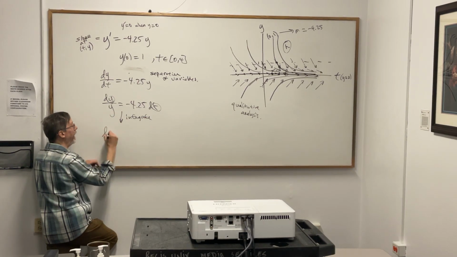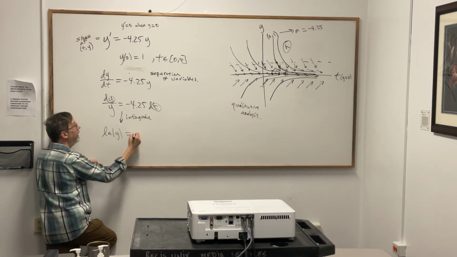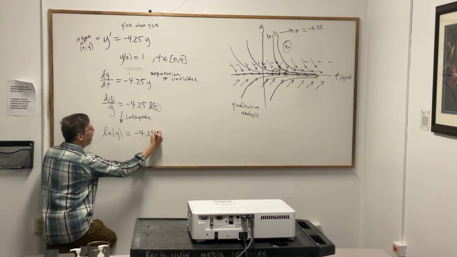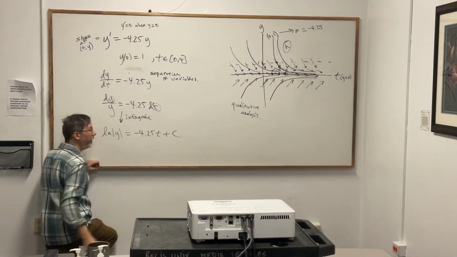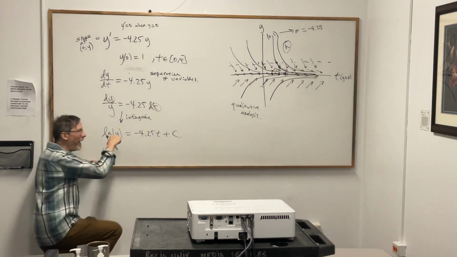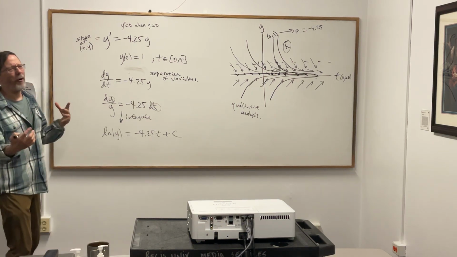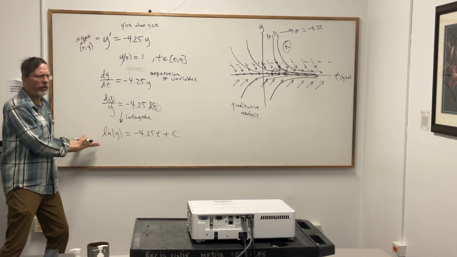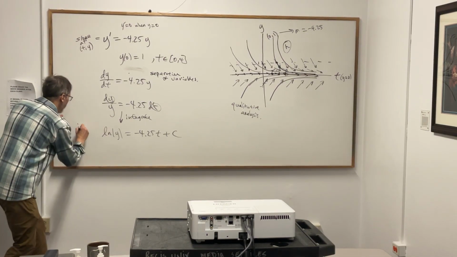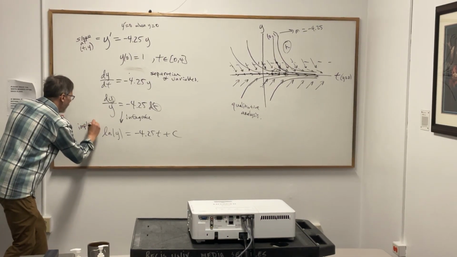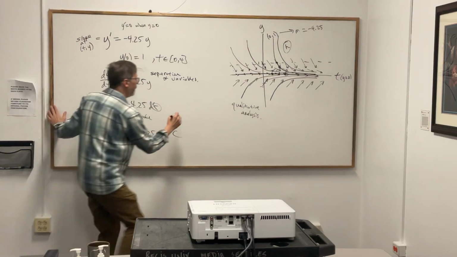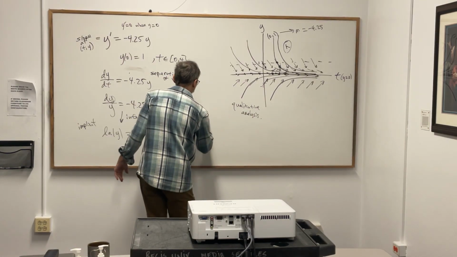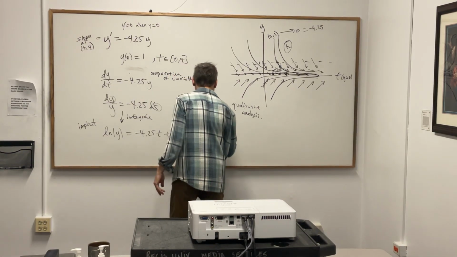So this goes to natural log of y, and this goes to -4.25t plus some constant. Then I want to undo this, because I really want to know y equals what. This is a totally valid solution. Totally cool, but it's implicit. We want explicit. Can somebody help me with that? How do I convert that to y equals something?